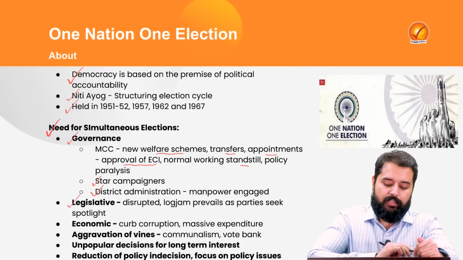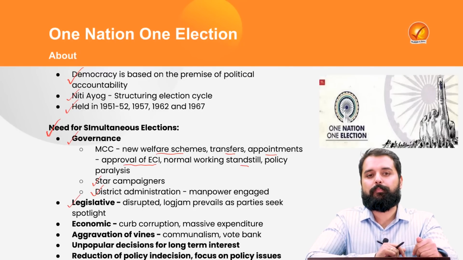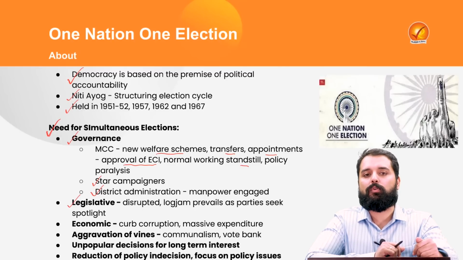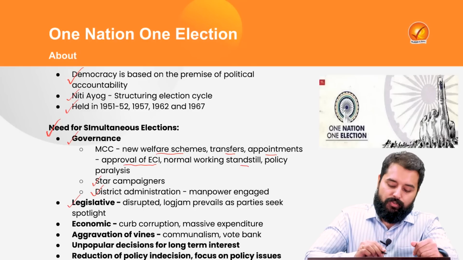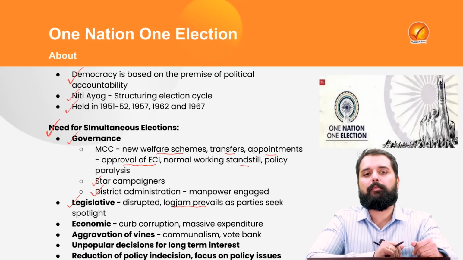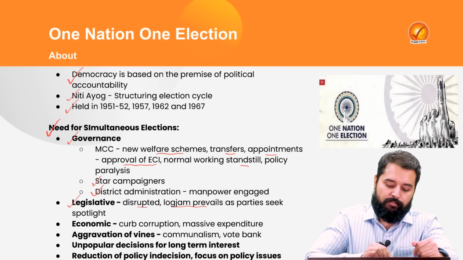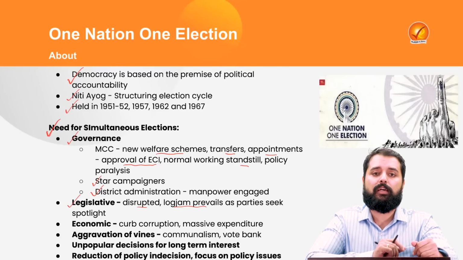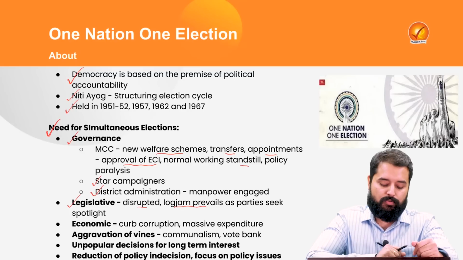Likewise, it is needed in terms of legislature also, because whenever elections are conducted, then all the parties want to appease their vote banks also, and therefore usually a logjam prevails, whether in the state legislative assemblies or the Lok Sabha, because the parties seek to garner attention, and therefore there are frequent disruptions also because of the frequent conducting of elections, frequent disruptions in the House proceedings.